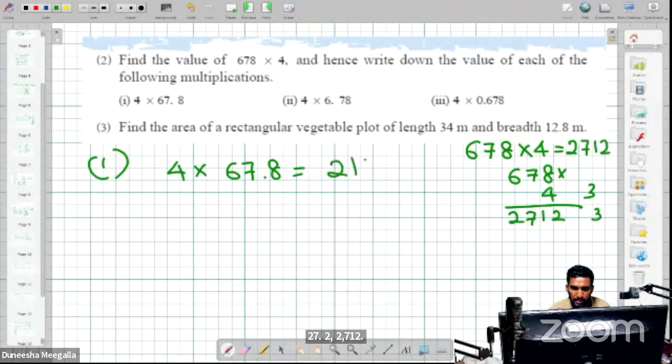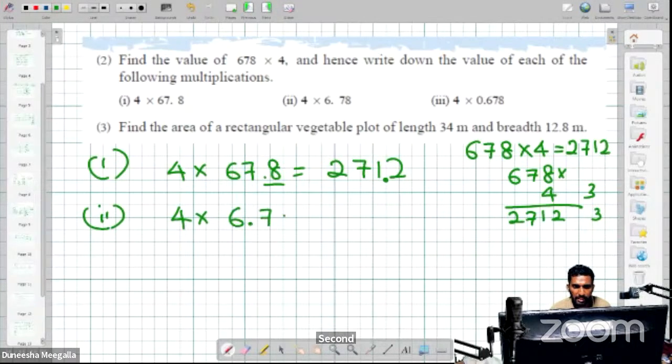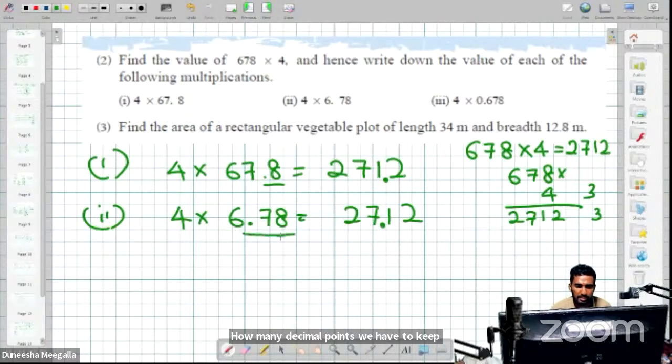Then how many decimal points do we have to keep this time? How many decimal points are in the multiplication? 1 decimal, so we keep 1 decimal point in the answer. Second one, 4 multiplied by 6.78. The answer is 2712. How many decimal points do we have to keep? 2 decimal points there.